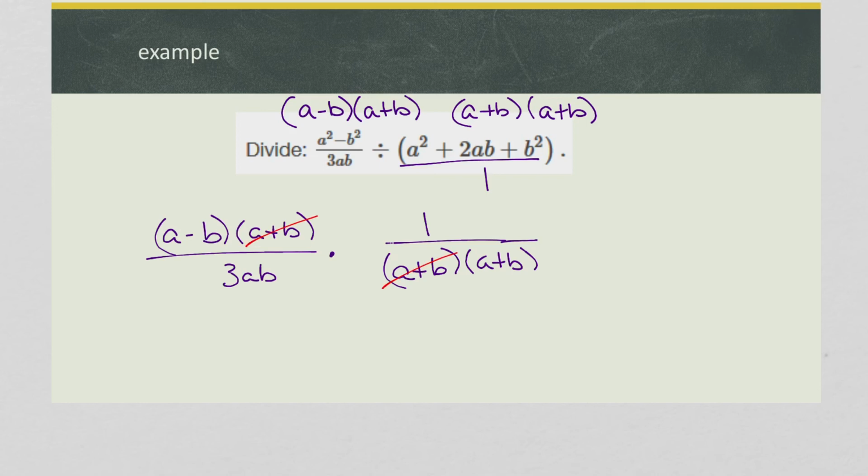And that's it. That's all we can mark out. So let's multiply straight across. So we're left with a minus b in the numerator. We're left with 3ab times a plus b in the denominator.